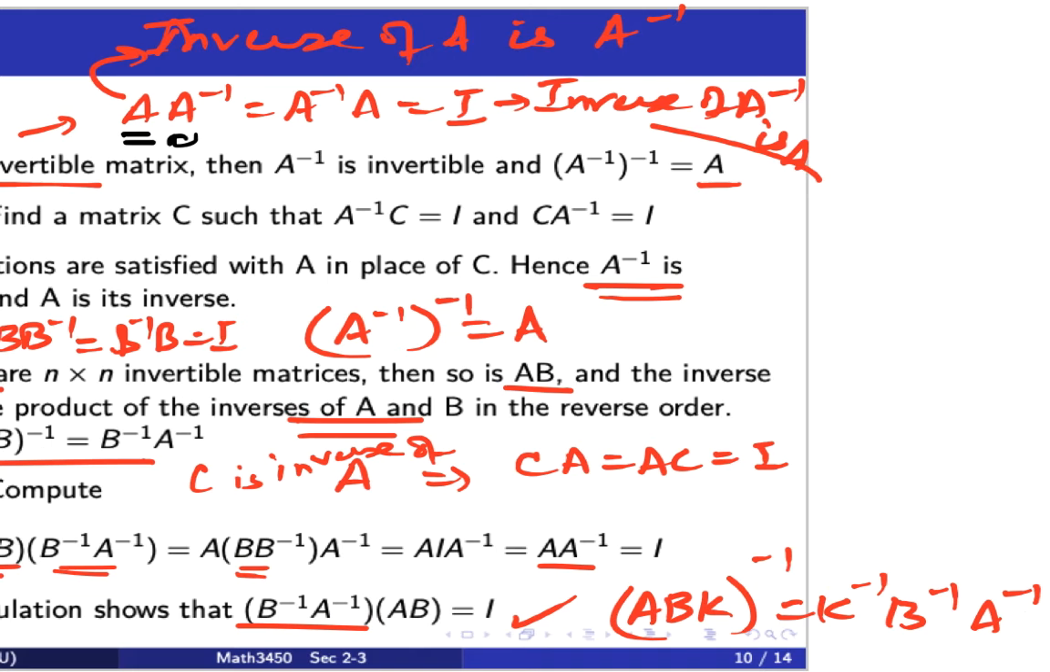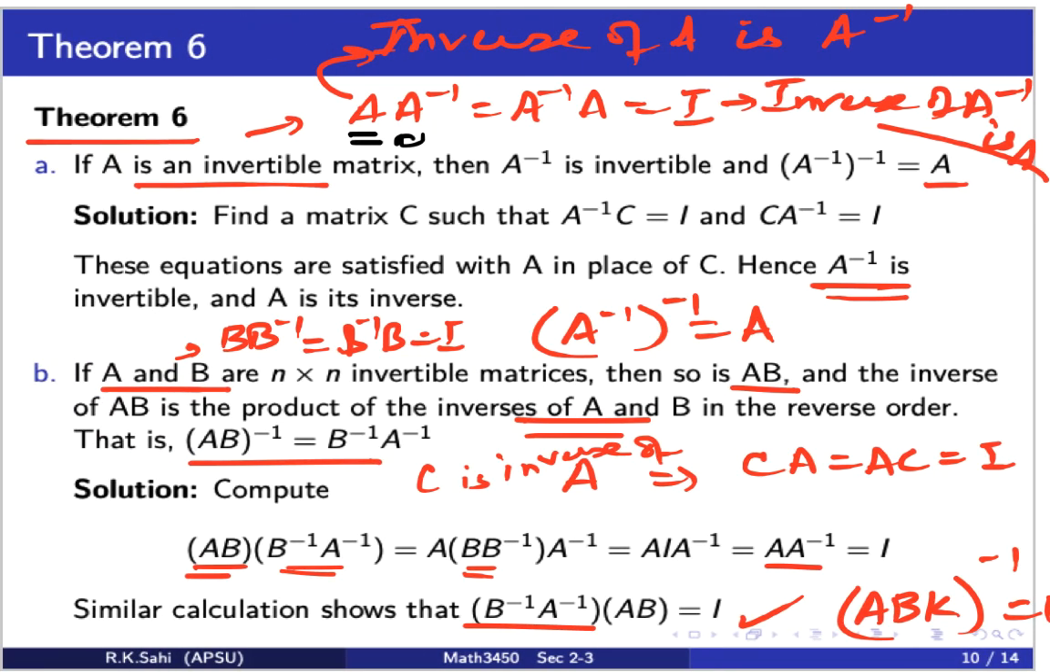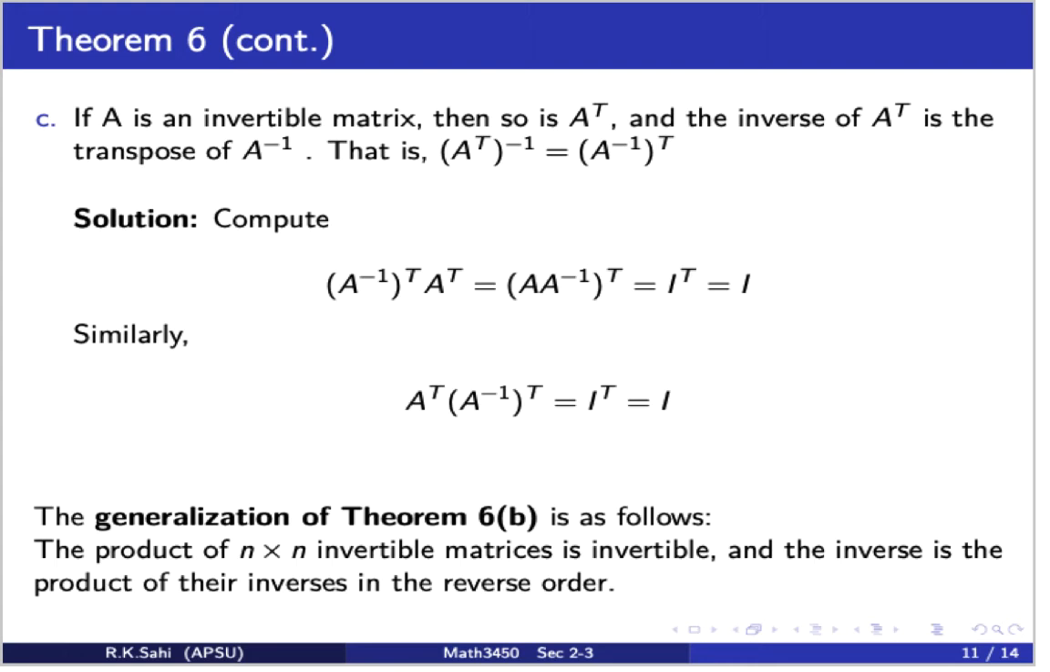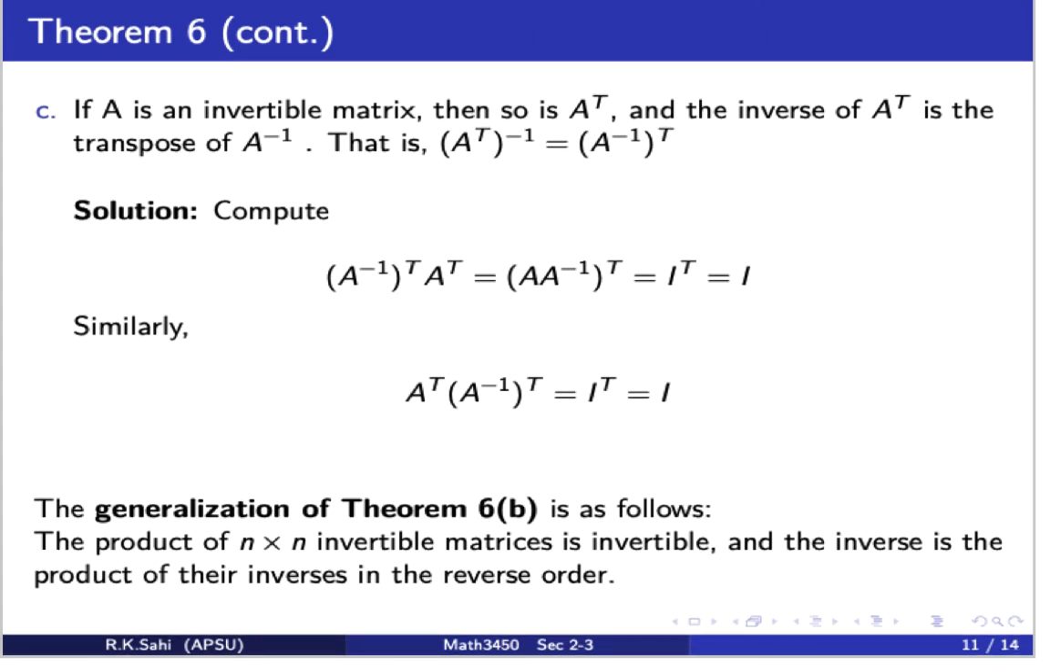Well, that takes us to the final subpart of this Theorem 6, which is related to transposes. Here we say if A is an invertible matrix, then the transpose of the matrix is also invertible, and the inverse of A transpose is the transpose of A inverse, which basically means A transpose inverse is A inverse transpose.